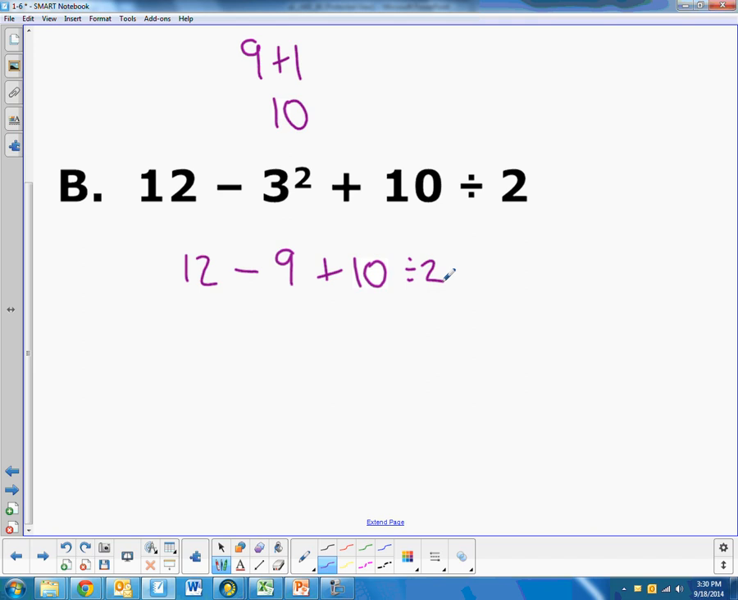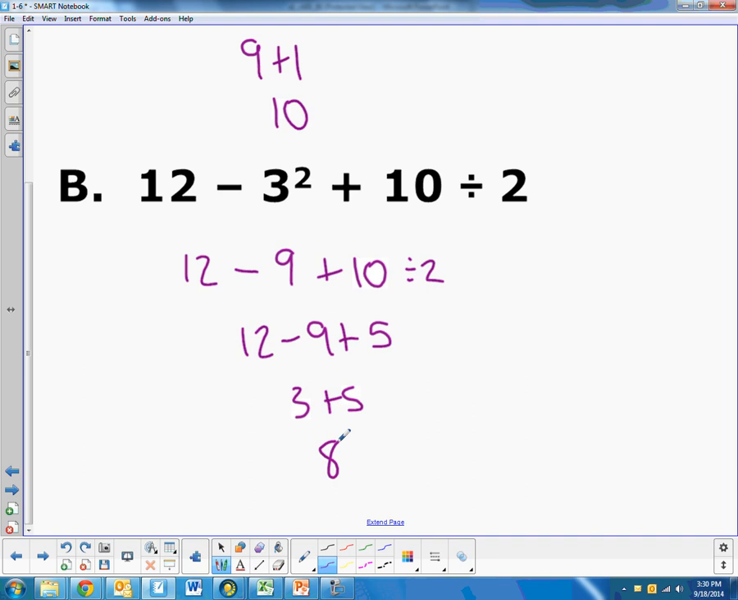Again, I'm reading from left to right, and I see that there's division. And so I need to do division before I do any adding or subtracting. 10 divided by 2 is going to give me 5. So 12 minus 9 plus 5. Again, reading from left to right, I'm going to do that subtraction first. 12 minus 9, I'm going to get 3. Plus 5, which gives me a final solution of 8.